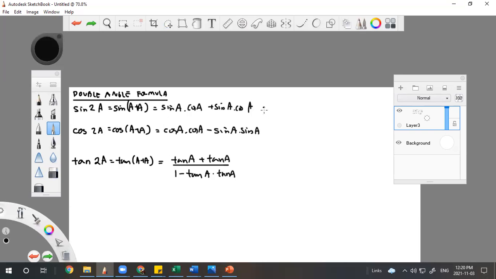When they are the same, you can just write 2 sine a cos a. How about this? Cos a times cos a, cos square a minus sine square a. How about this? 2 tan a, right? Tan a plus tan a over 1 subtract tan a square, or tan square a. You can put it like this.